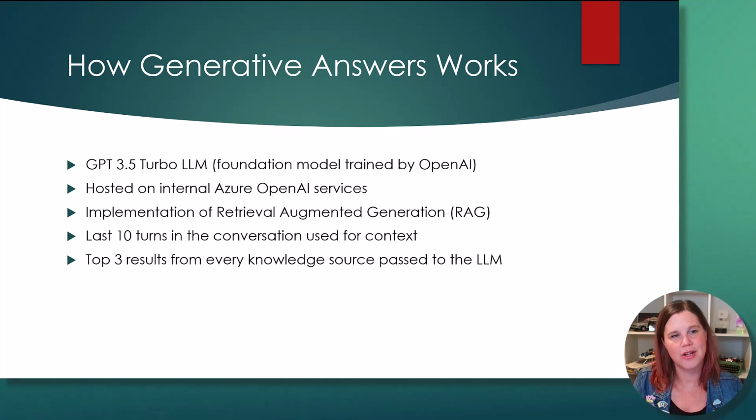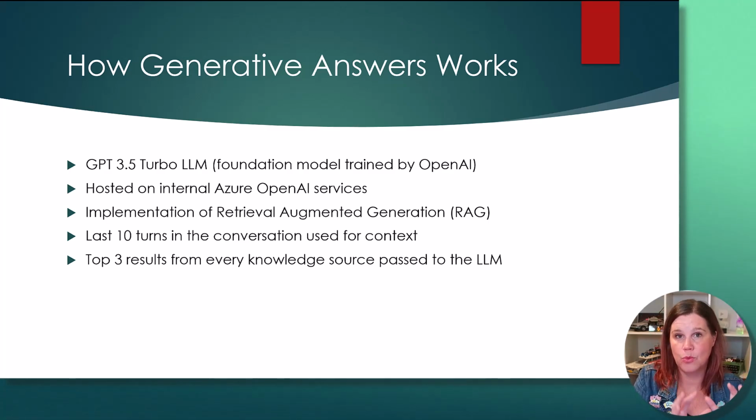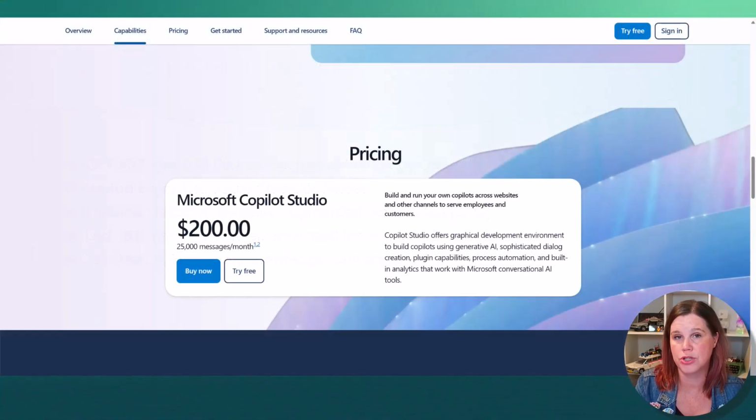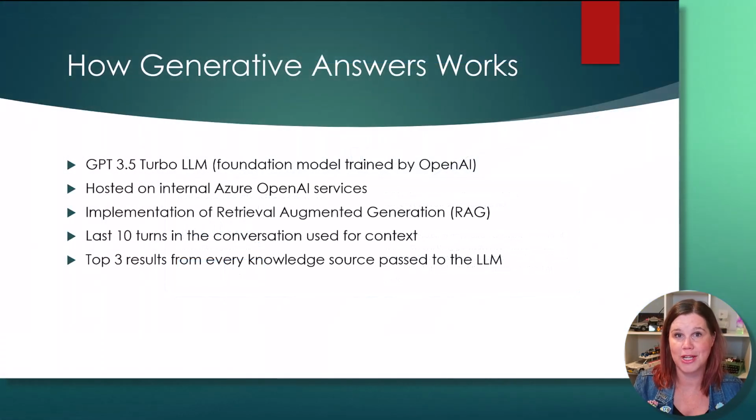So how this works is, at the moment, it is working with the GPT 3.5 Turbo large language model. This is an OpenAI foundational model. So the starting point is that you're just using a generic model. It's not specifically trained on your organization's data, and it is hosted on an internal Azure OpenAI service. So that means that this stuff is included in the license that you pay for Copilot Studio, which is US about $200 per month per tenant as a starting point. So the things that I'm showing you here are all included in that license.